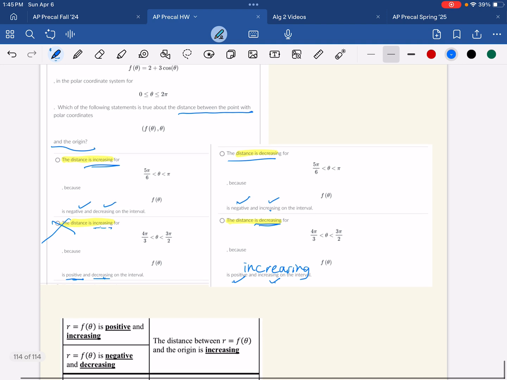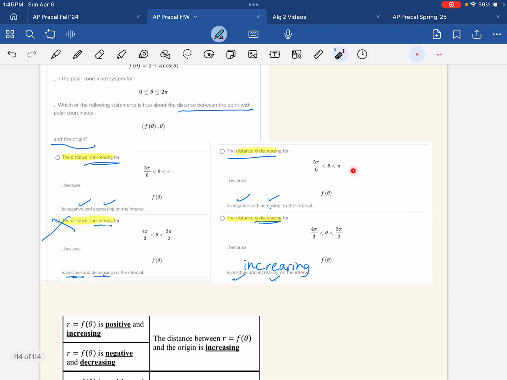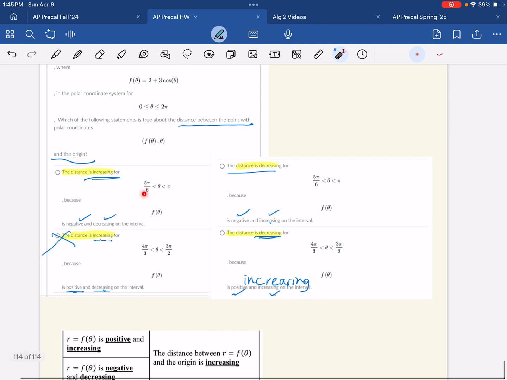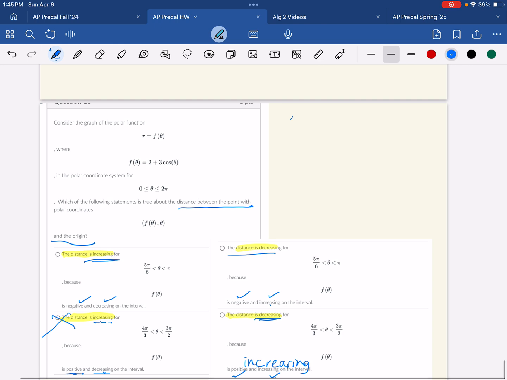Okay, so big takeaway here. We have to focus on 5 pi over 6 and pi. And y'all, you don't even have something that we could test out in this interval. Like, what are we going to pick to plug into this function between 5 pi over 6 and pi? So instead, we're going to sketch a graph. We're going to sketch in rectangular form y equals 2 plus 3 cosine of x.